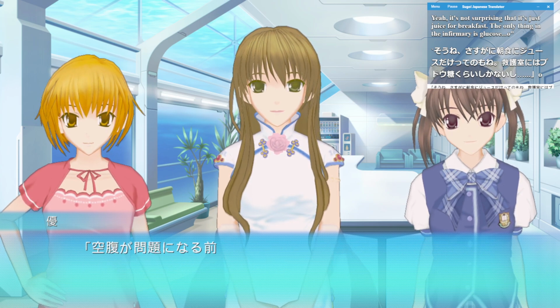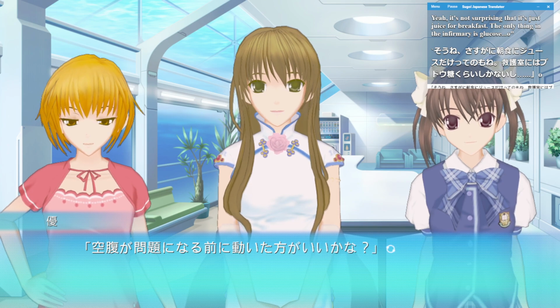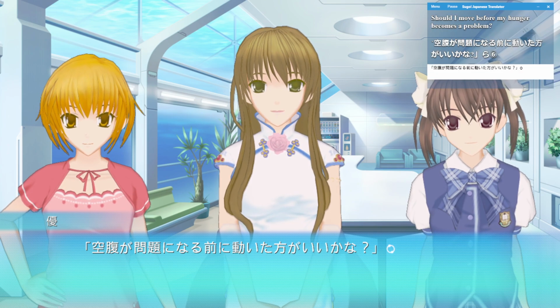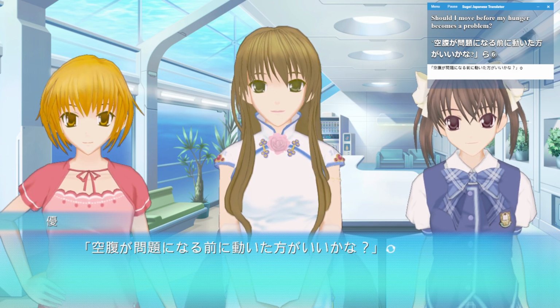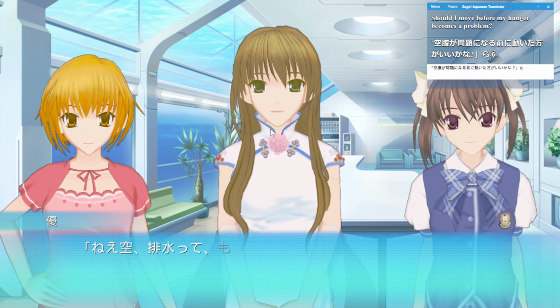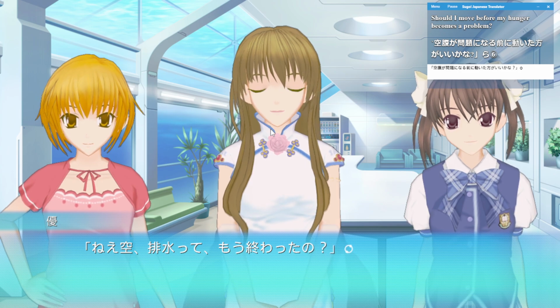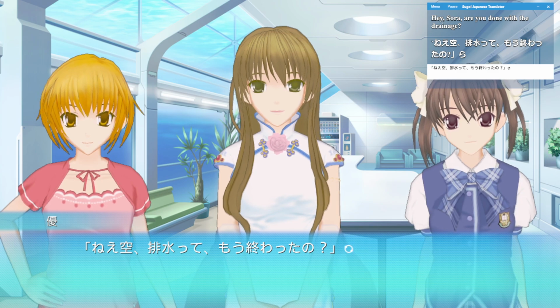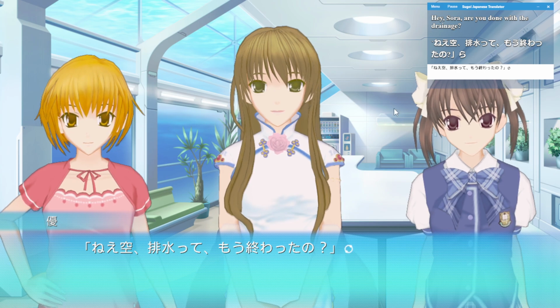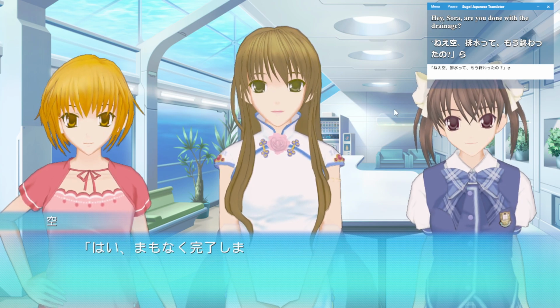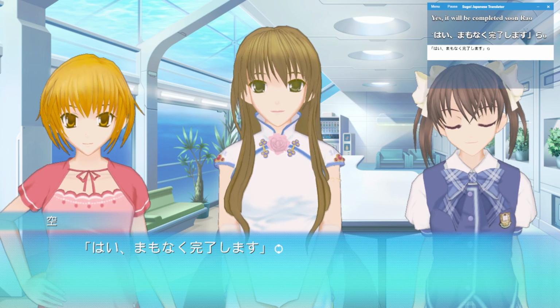Should we move before our hunger becomes a problem? Hey Sora, are you done with the drainage? Draining the passage? Yes, it will be completed soon.